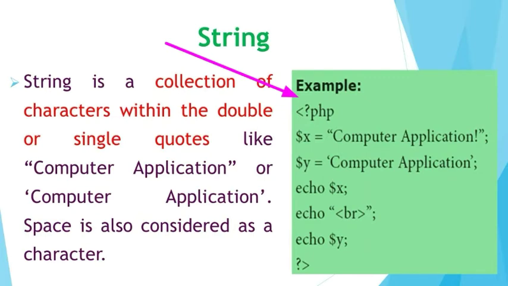See this example. This is the opening tag, this is the closing tag. X and Y variables are given. X is computer application and Y is computer application. This is given in single quotes, this is given in double quotes. And echo $x means print X. X is computer application. And echo br means break. Okay. So go to the next line. Next, echo $y means print the next string computer application with the double quotes. Okay. So it will be printed on the output screen.